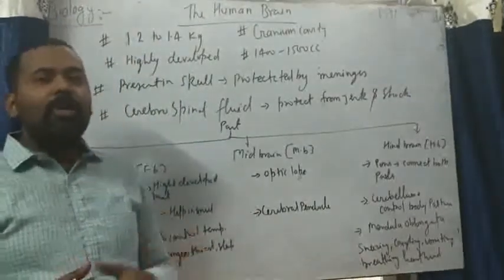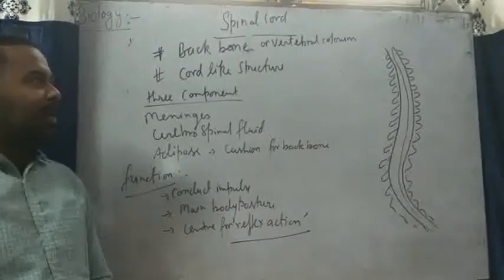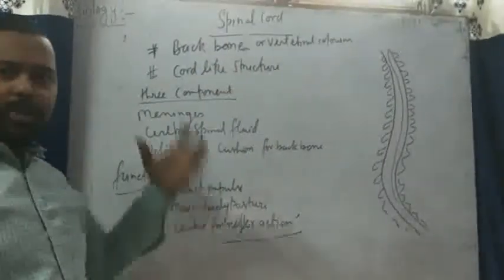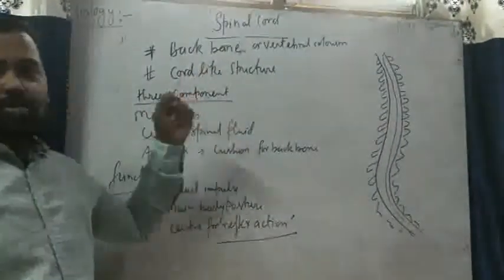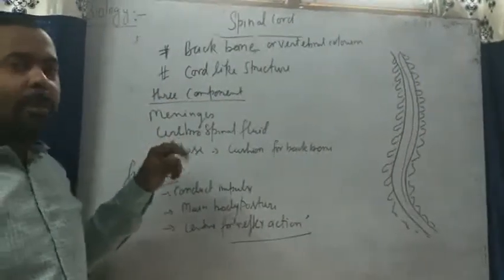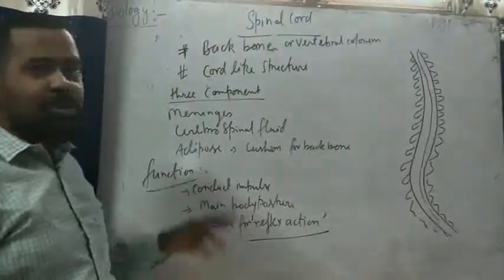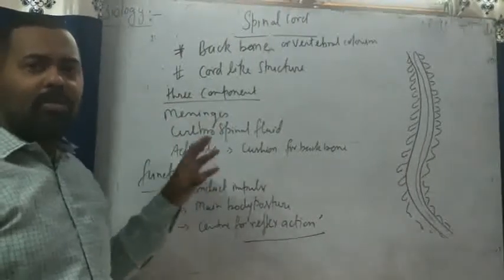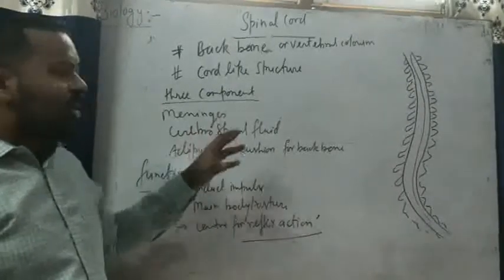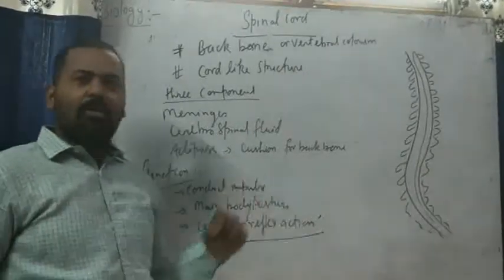Now we are moving towards our next topic, that is the spinal cord. Here I made a diagram of the spinal cord, which is just like a strip rod present on the backside of the body. It is also known as the backbone and vertebral column. It is a cord-shaped structure having three components: meninges, cerebrospinal fluid, and adipose tissue. Meninges protect the spinal cord and absorb the jerk. Cerebrospinal fluid also protects the spinal cord, and adipose tissue acts as a cushion for the spinal cord.